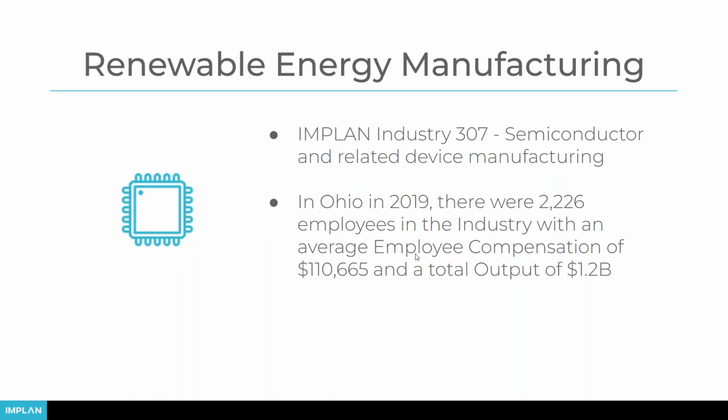In IMPLAN, we could model the operations of this new manufacturing facility through Industry 307, semiconductor and related device manufacturing. For the state of Ohio in 2019, there were roughly 2,226 employees in Industry 307 that all had an average employee compensation of $110,665, and the industry supported a total output of roughly $1.2 billion. So now let's take a look at how our new facility could potentially change the state of Industry 307 in Ohio as it currently stands.